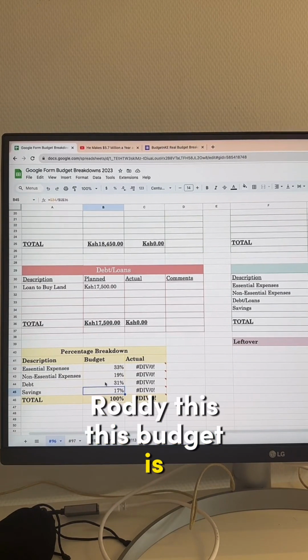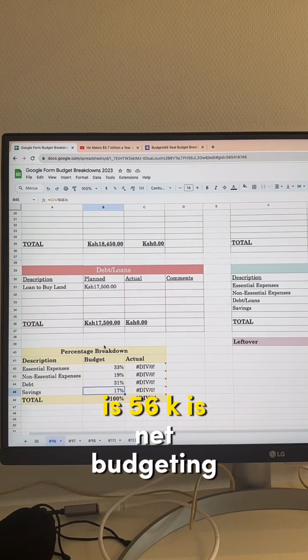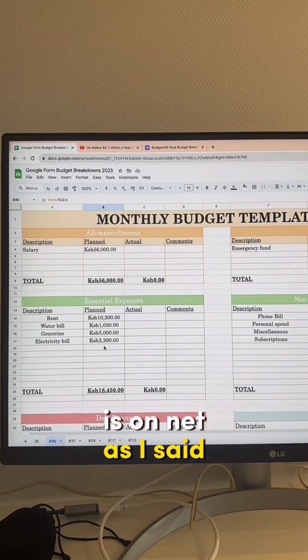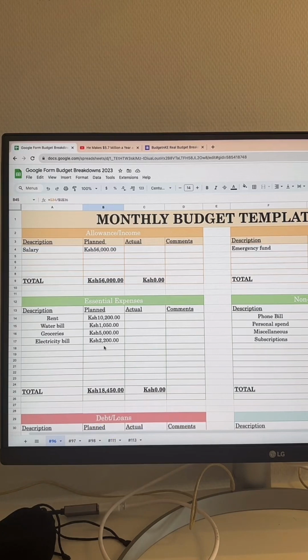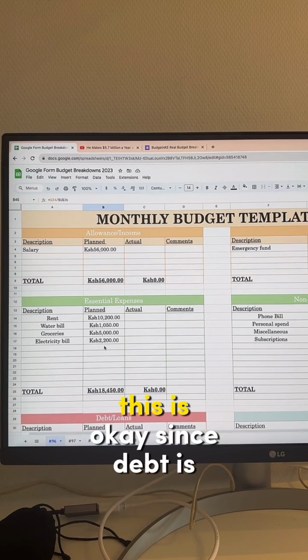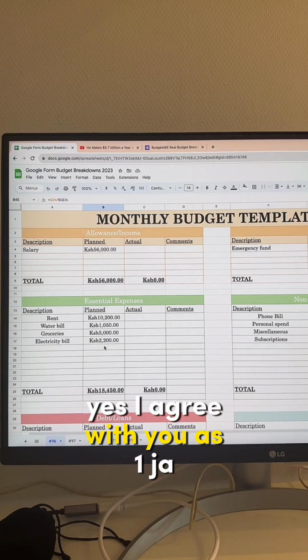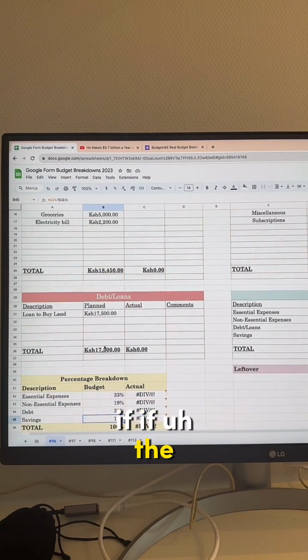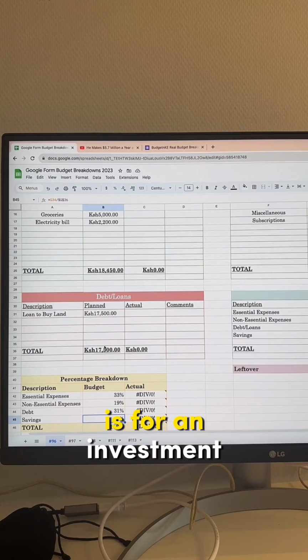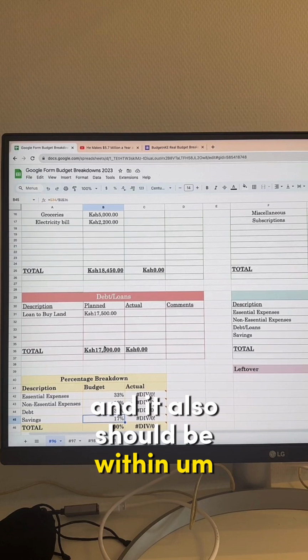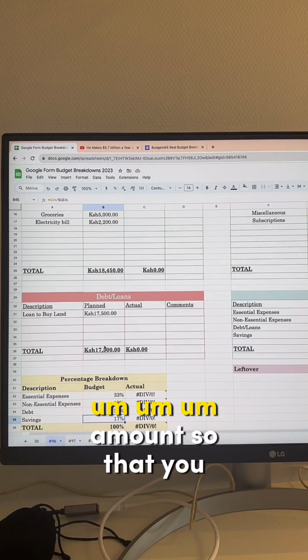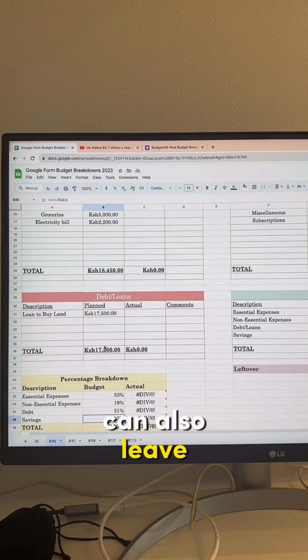Roddy, this budget, 56K is net. Budgeting is on net, as I said. You cannot budget on gross. This is okay since debt is towards an investment. Yes, I agree with you, Wiseman. If your loan or your debt is for an investment, I agree with it, and it also should be within a reasonable amount so that you can also live. So 31% is, you're pushing yourself, but not too bad.